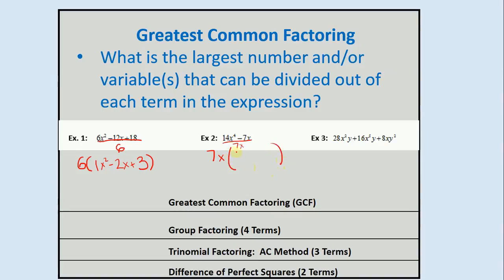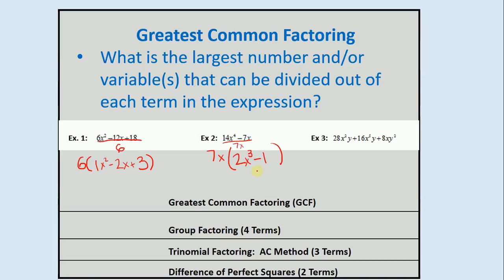What's going to get left behind? AKA, what times 7x gives me 14x to the 4th? Well, 7 times 2 would give me 14, right? And I divided by 1x, so x to the 4th divided by an x, I still have 3 x's left behind, right? And then I have negative 7x divided by 7x. So negative 7 divided by 7 is a negative 1, and the x's are going to cancel, meaning I'm left with just a negative 1.